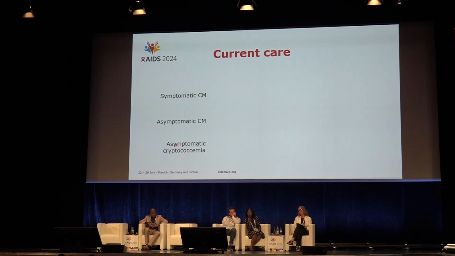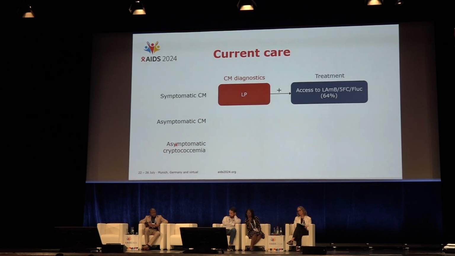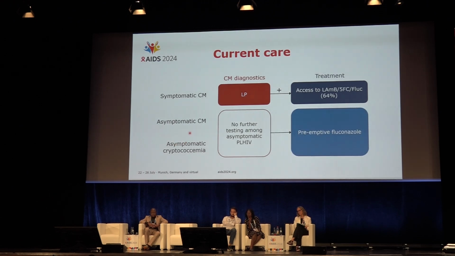I'm going to run through our estimates surrounding current care. The 3 cohorts that are included in the population on the left-hand side. And for people with symptomatic CM, in the model, most of them had access to an LP, and then the majority had access to single high-dose liposomal amphotericin B, 5-FC, and fluconazole. Those who did not were treated with liposomal amphotericin B and fluconazole, or 5-FC and fluconazole. Among asymptomatic individuals, we assume that they had no further testing, and that then they were treated with preemptive fluconazole unless they presented with symptoms.